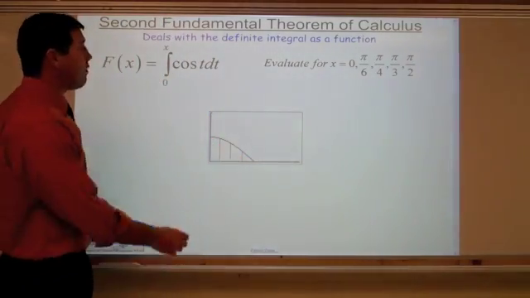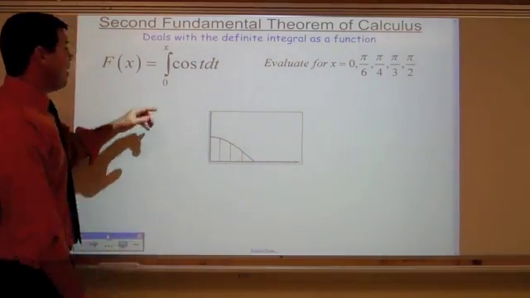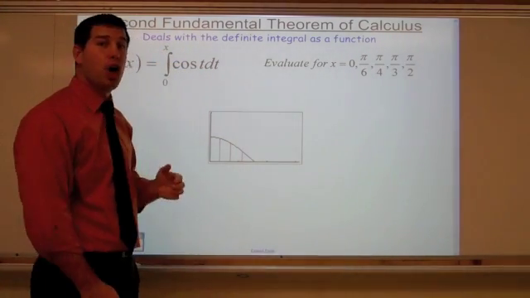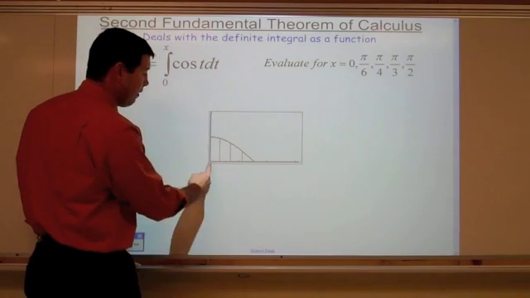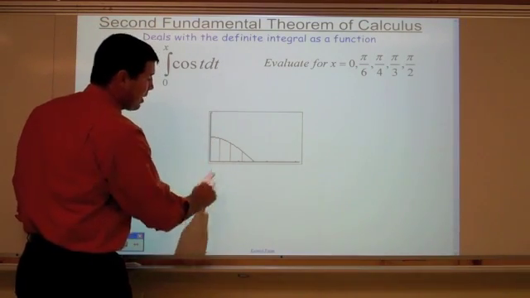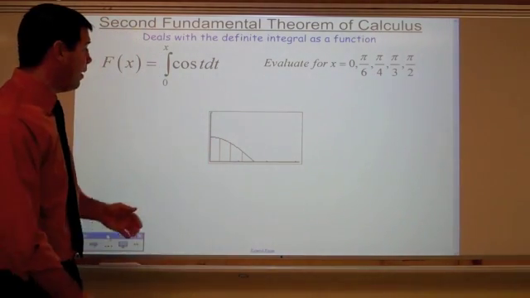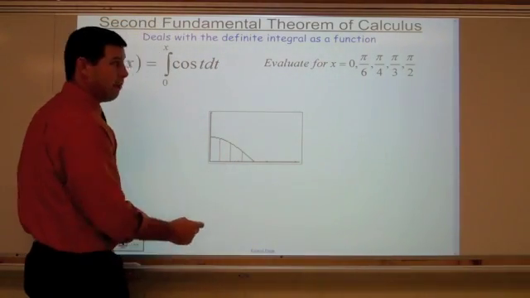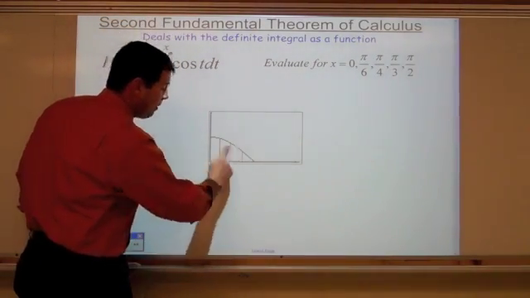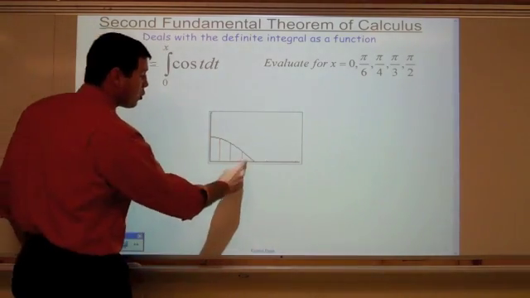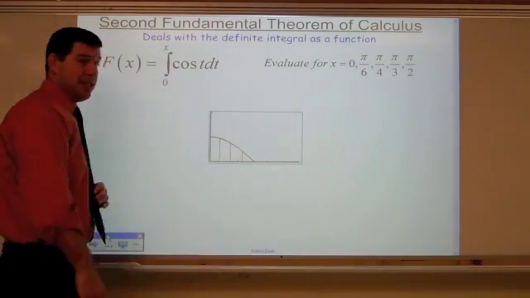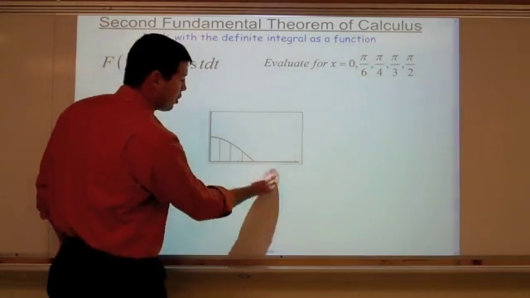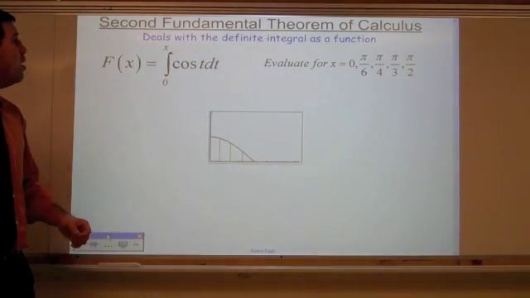Now if you plugged in pi over 6, you would get the definite integral from 0 to pi over 6 of cosine of t dt, meaning the area under the curve of cosine between 0 and pi over 6. So you would be gaining an area. If you went to pi over 4, you'd be going from 0 to pi over 4, so it would be bigger. Pi over 3 would be even bigger. At pi over 2, you get this whole piece right here. And if you continue beyond that, the cosine curve goes under, so your value will be getting lower.